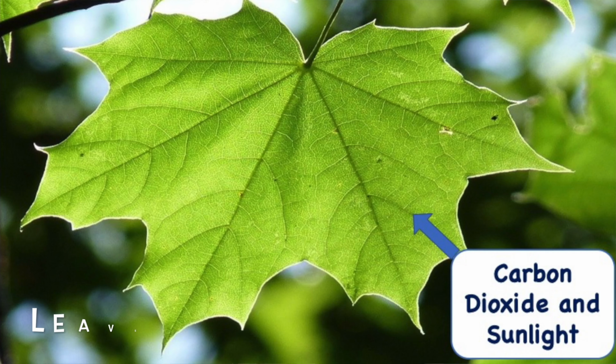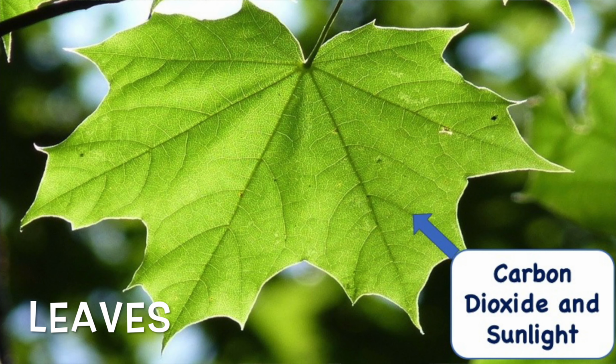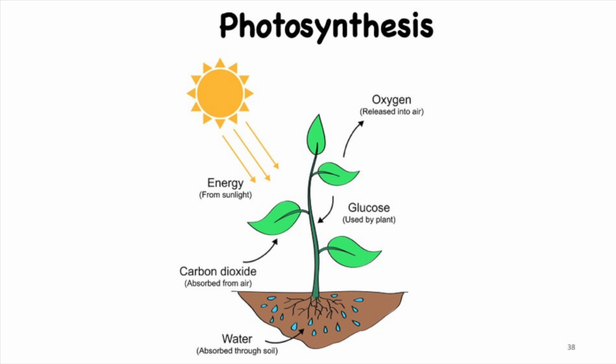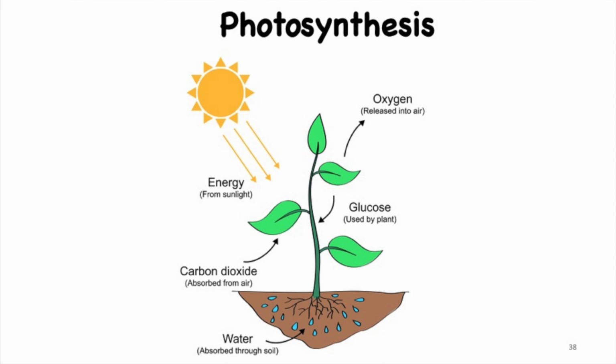The leaves of the plant are where air and sunlight enter the plant. The plant uses air, called carbon dioxide, sunlight, and water to make food in the form of a sugar called glucose. This process of making sugar is called photosynthesis.